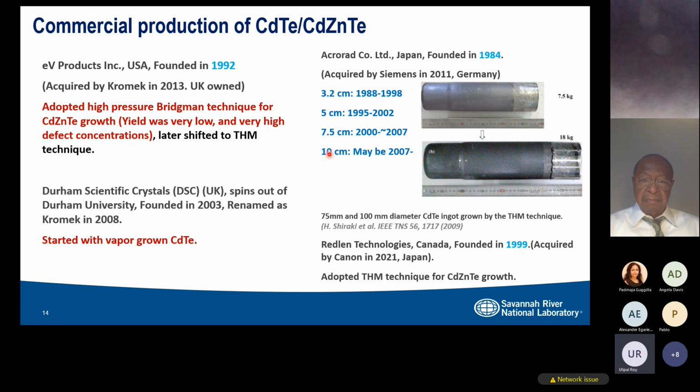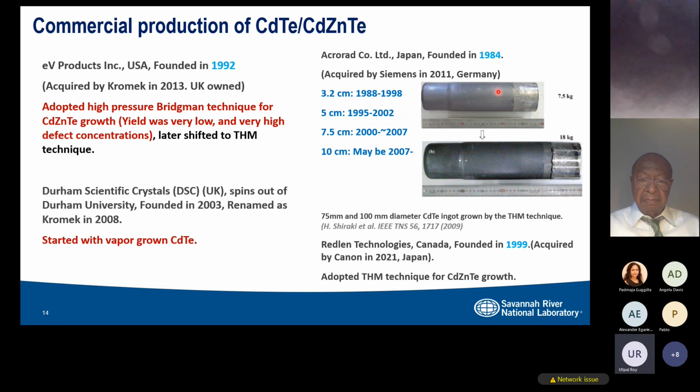So if you see the timeline of this increase of ingot diameter, it took 10 years to go from 3 centimeter to 5 centimeter. From here, you can well understand that the tellurium traveling heater method is not really a very straightforward technique. From 3 centimeter to 5 centimeter, they took more than 15 years to just increase by 2 centimeter in diameter.